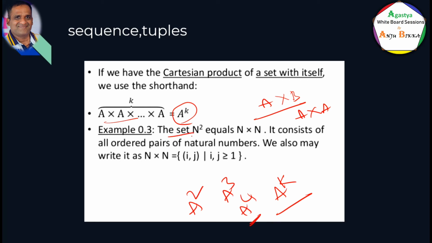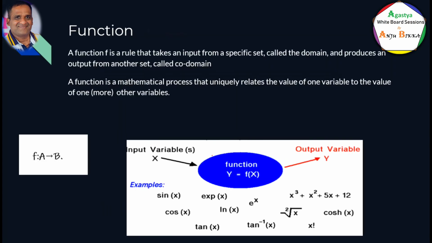The set N squared, we can say, is equal to N times N. It consists of all ordered pairs of natural numbers. We can write it in this fashion. Now this is the basic discussion of sets.